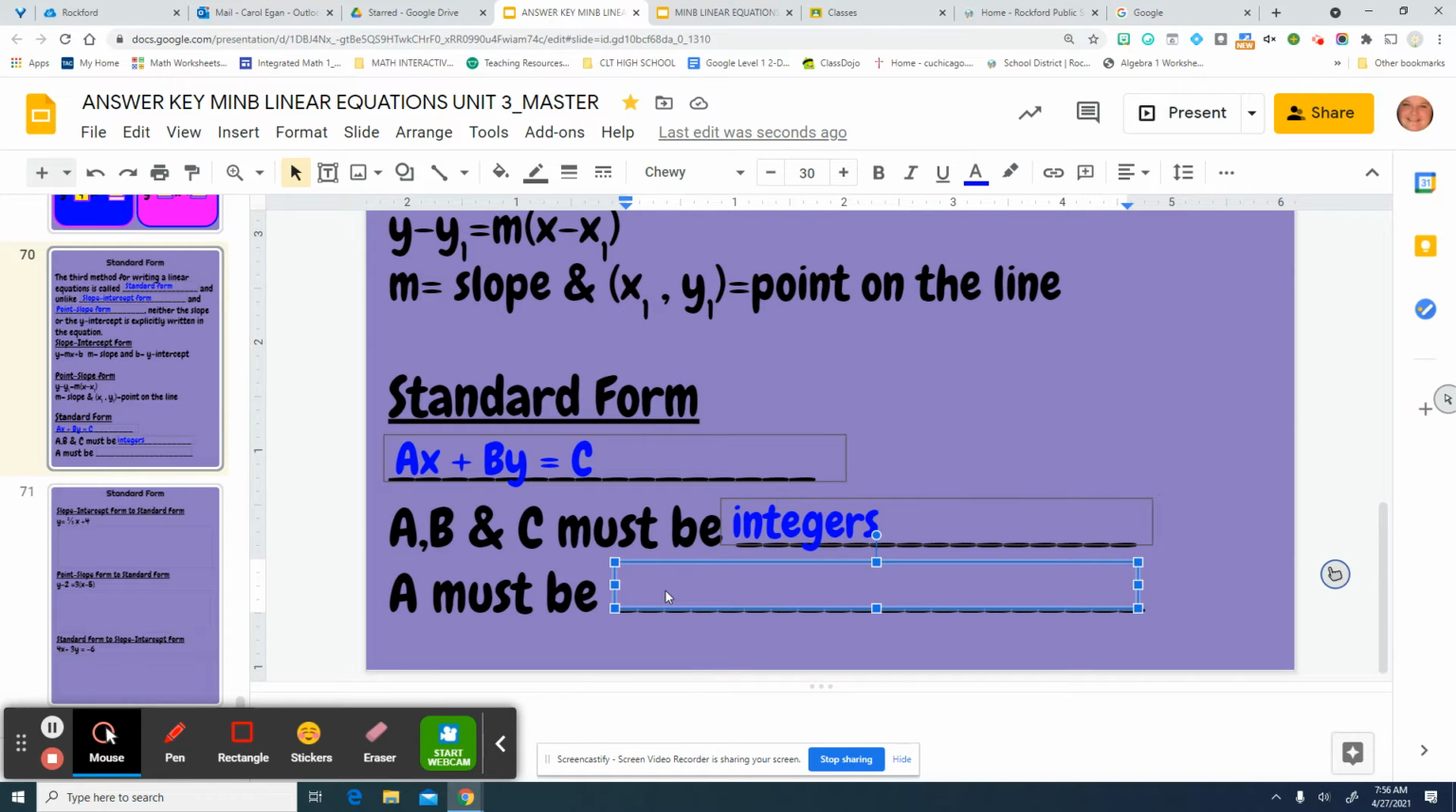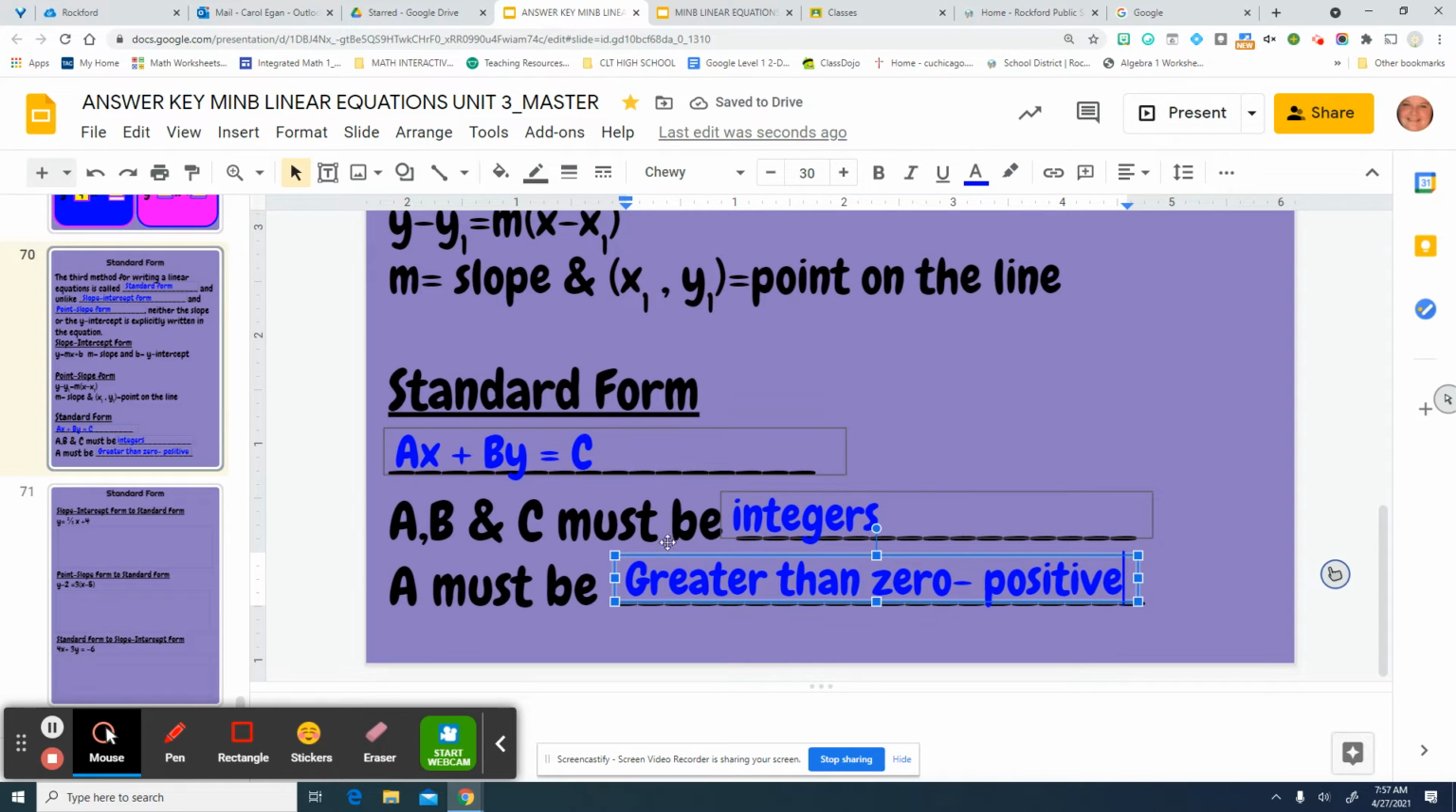And a must be greater than 0, right? It's how we would write it in math, but when you think about it, any number greater than 0 is going to be positive. Okay, so a must be positive. And that's just the formula or the basics of standard form.